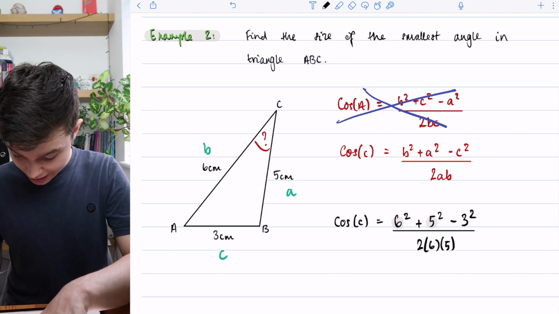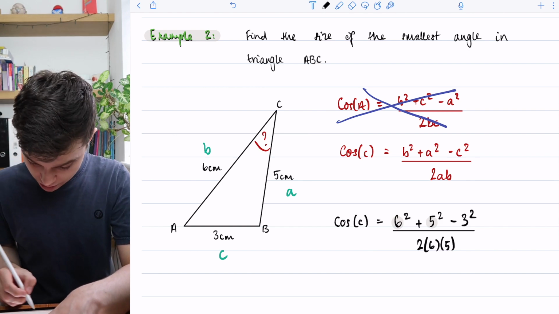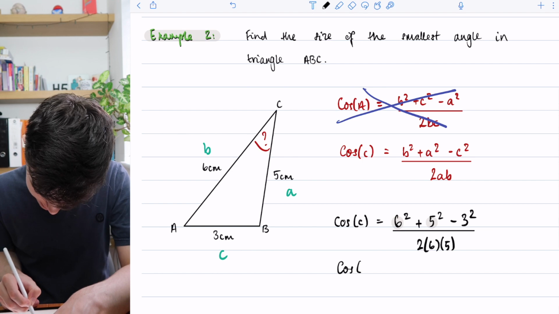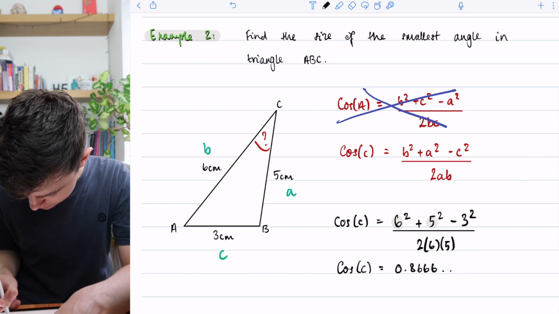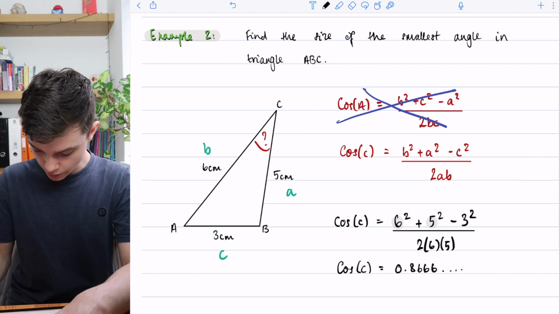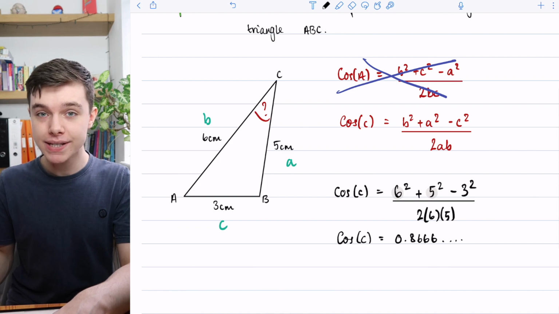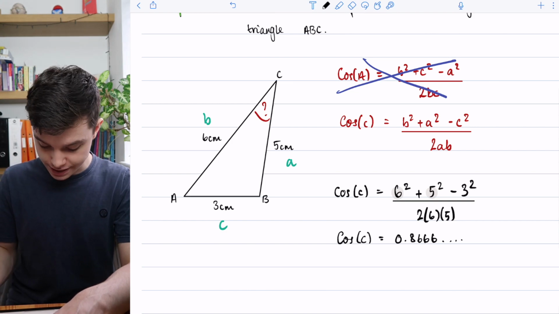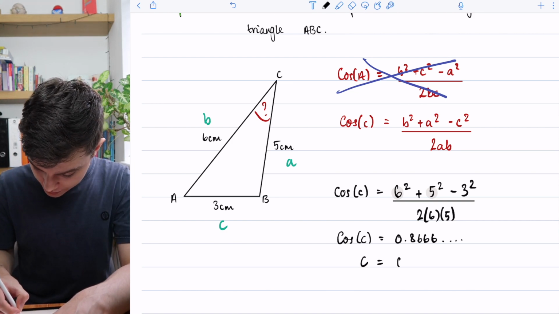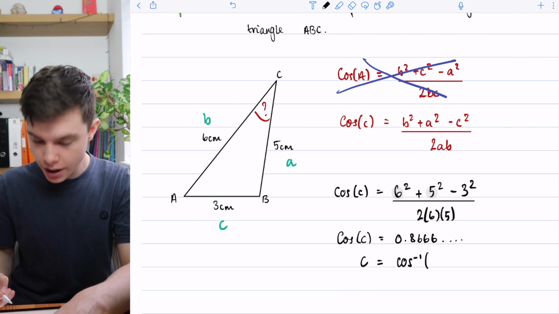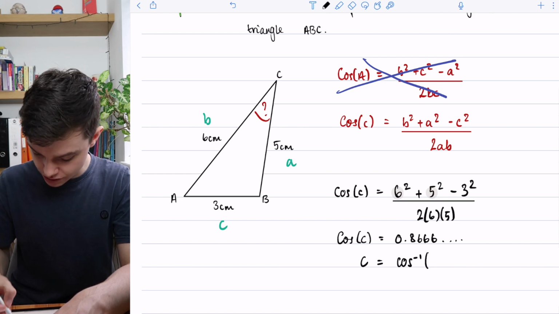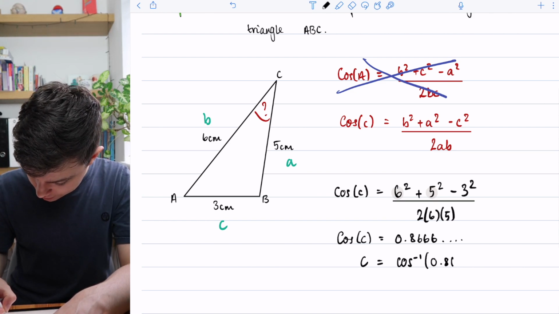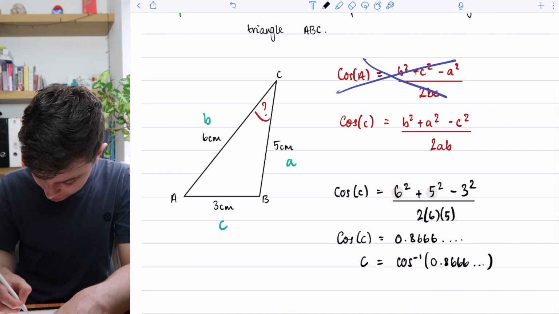Okay, I'm going to take this again from the book, and when you do that, you get cos C is equal to 0.8666, and maybe that's recurring, it just carries on. Then here is where we take the inverse cos of both sides, and hopefully you know what that is from trigonometry at GCSE. I can then just say C is equal to cos to the minus 1. That's not a power of minus 1, that's just how we write it. Cos minus 1 is inverse cos of the answer on the right hand side, so 0.8666, that carries on.